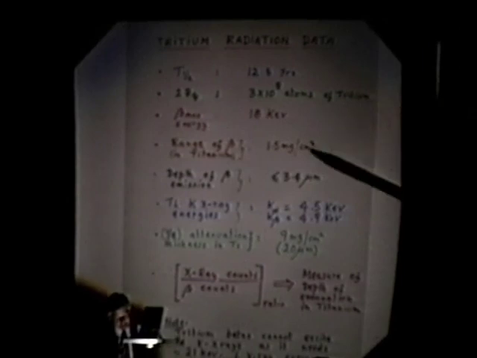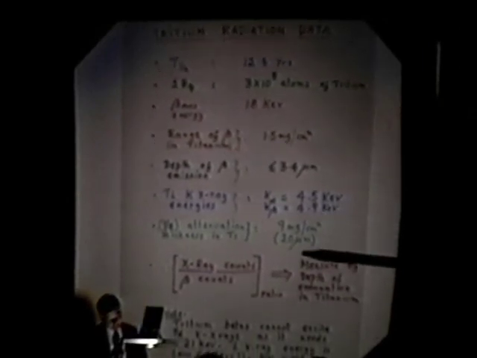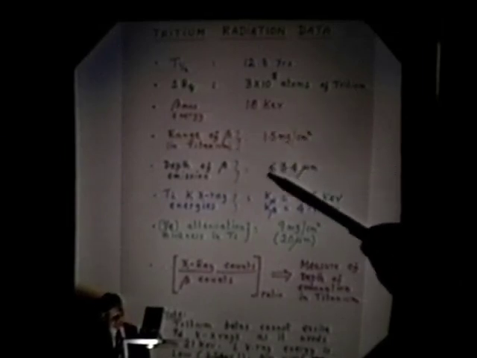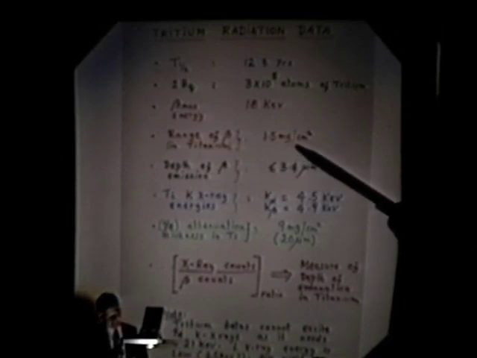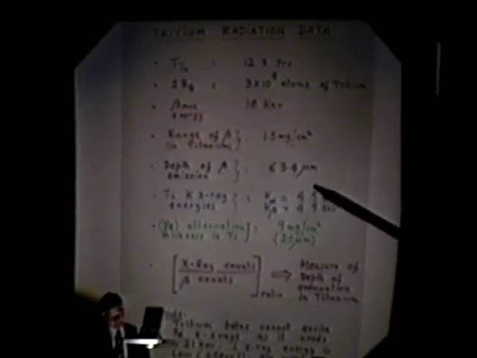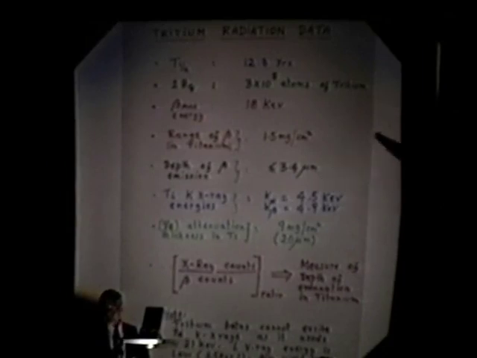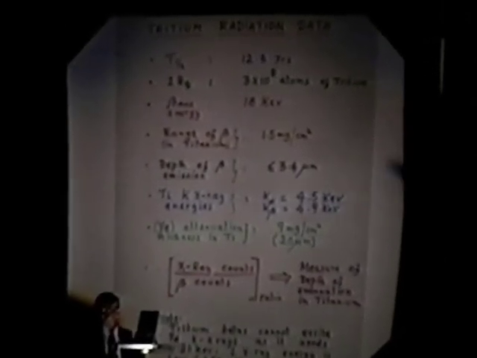This is an old slide I have. Everybody knows all about tritium, half-life and number of atoms per becquerel, etc. The only point of relevance perhaps here is the energy being only 18 keV. The range of betas in titanium is 1.5 milligrams per centimeter squared, which translates to about 3 or 4 microns in titanium, and in the case of palladium it's even lower. So if betas are there in solid samples, it is only those betas in the top 1 or 1.5 microns which are going to survive coming out.